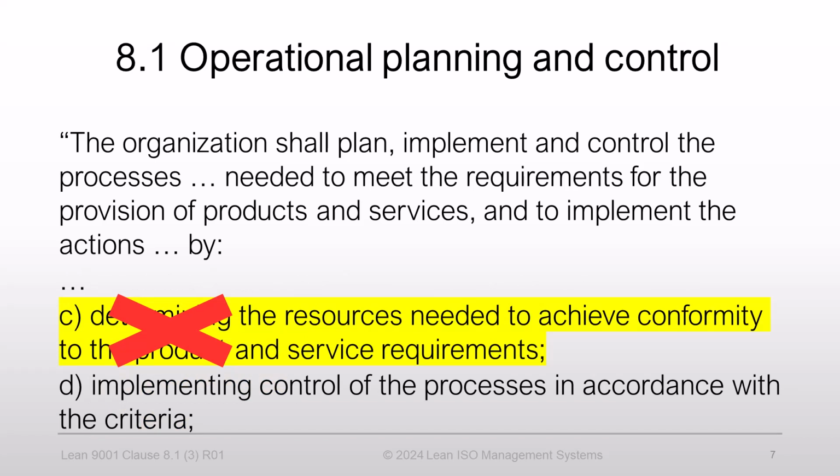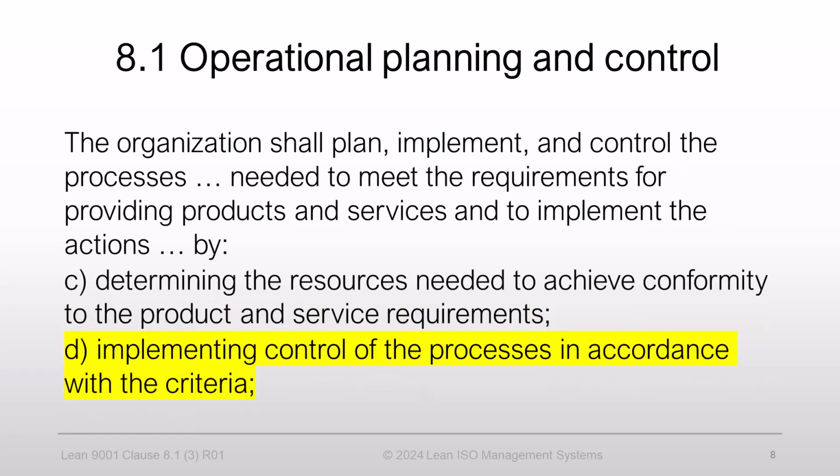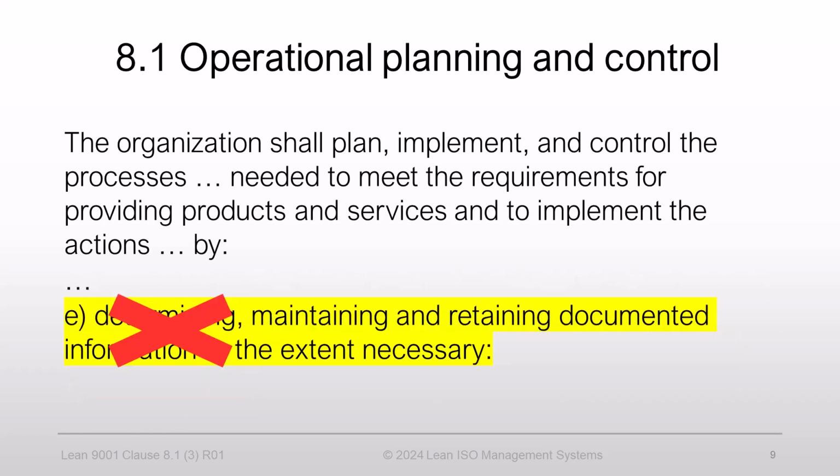Requirement C, determining resources, is also a goner, as we discussed our resources in clause 7.1 resources. Element D, implementing control of the processes in accordance with the criteria, will also stay. Documented information. Well, I do not see any difference between this requirement and element 7.5, documented information. So, let's consider this requirement covered.